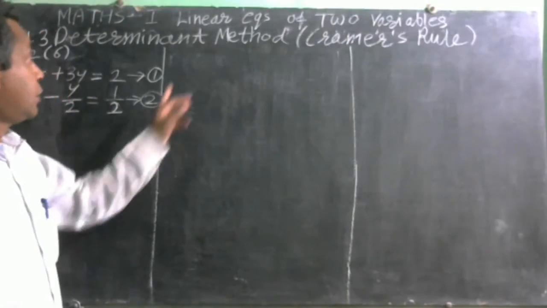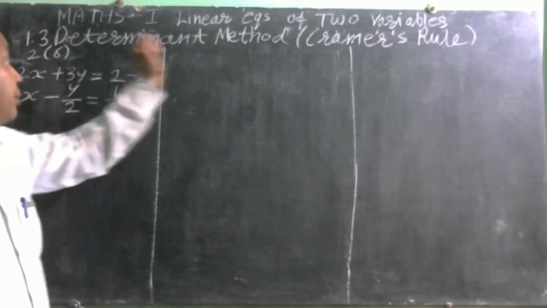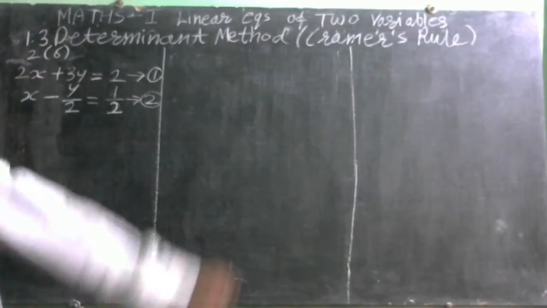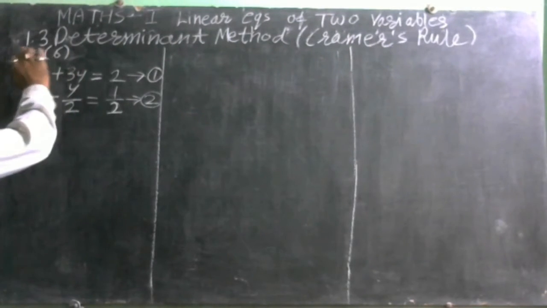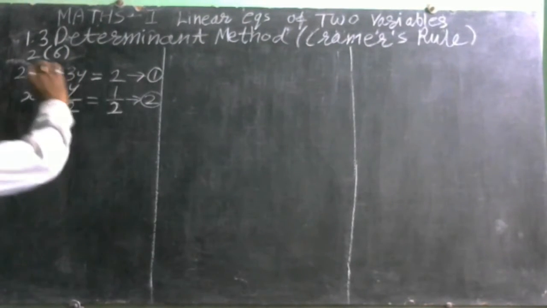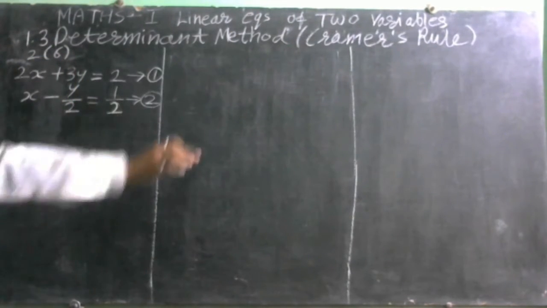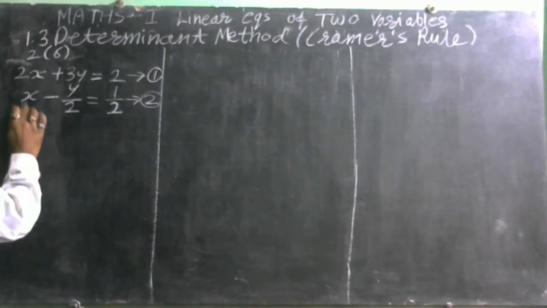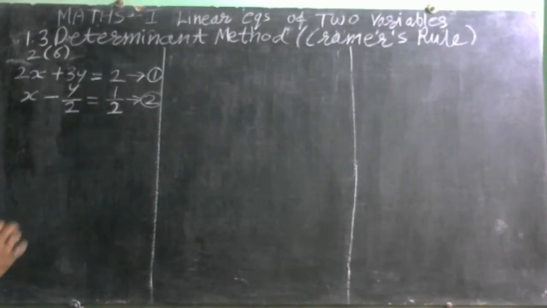Hi friends, today we have to see how to solve the linear equation of two variables by determinant method, or you can say it is Cramer's rule also. Practice set 1.3, sixth problem from second question. There are two equations given. Number 1, 2x plus 3y equal to 2, that is equation 1. x minus y upon 2 equal to 1 upon 2, that is equation 2.